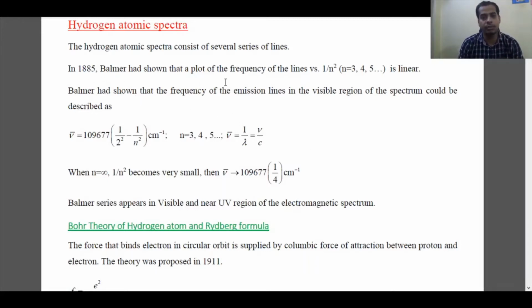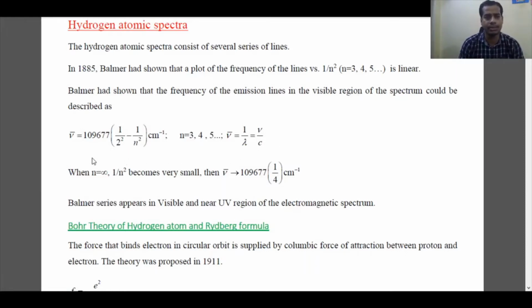He tried to plot the graph of his observation. What he did, he plotted the frequency of hydrogen atomic emission with respect to 1 by n square. n was, for his kind of experiment, 3, 4, 5 and other higher numbers. So when he did that, he got a linear plot. Now to explain his data, he obtained an expression.